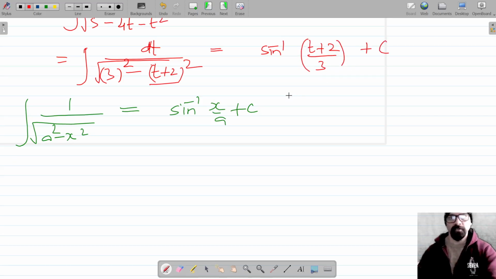And now let's make the final substitution for t. T was substituted for e raised to x, so we get sine inverse of e raised to x plus 2 by 3 plus c. This is our integration.